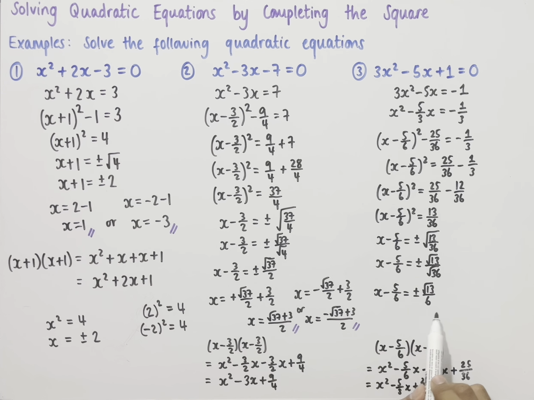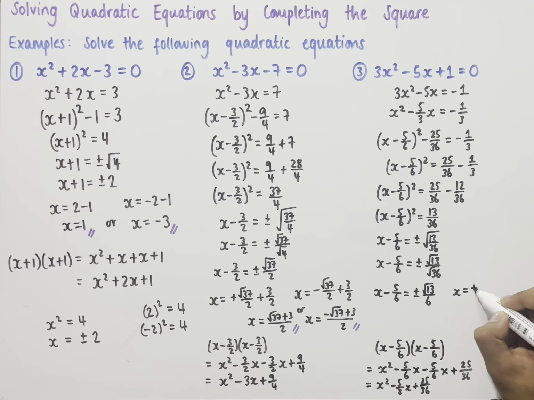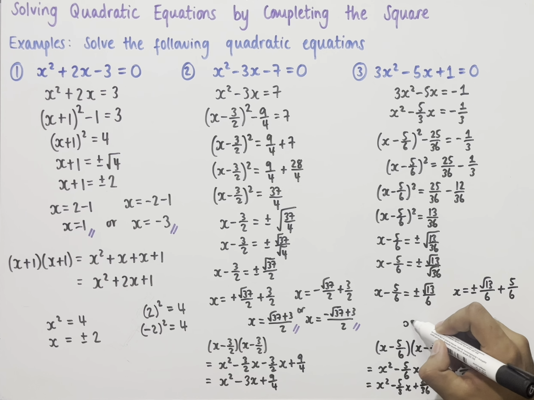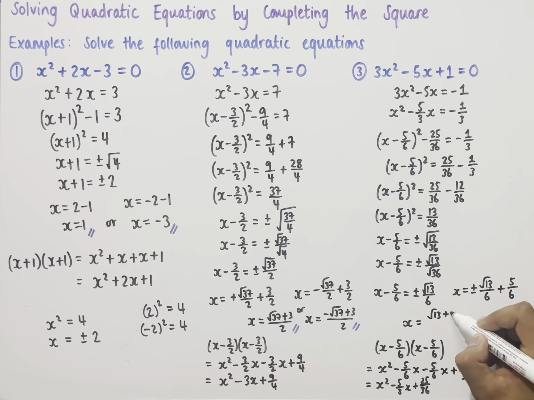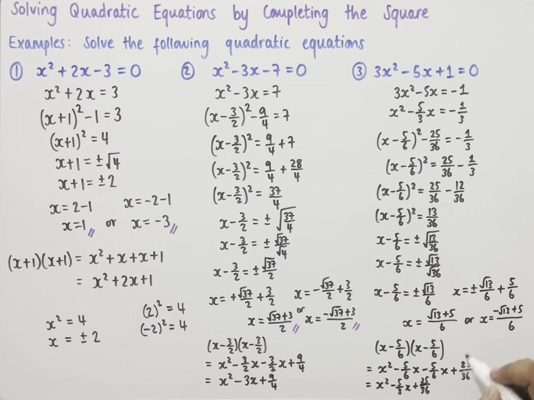Now adding 5 over 6 to both sides gives us x equals plus or minus the square root of 13 over 6 plus 5 over 6. And so we can write this as two separate solutions by combining the fractions in the following way. We get x equals positive root 13 plus 5 all over 6, or we get x equals negative root 13 plus 5 all over 6. And these are the two solutions to this quadratic equation by completing the square.